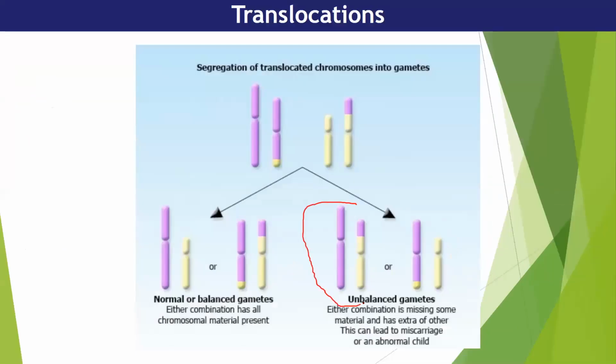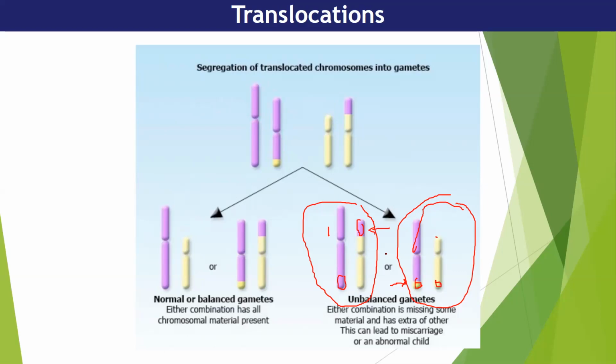So look here. Something is missing, right? This part is missing, but something has been duplicated. So this part has been duplicated, but we're missing this part for this gamete. If you look at this gamete, this part has been duplicated. Let's see which part. Yes, this part has been duplicated, but the blue part has been missing. So this part has been missing.